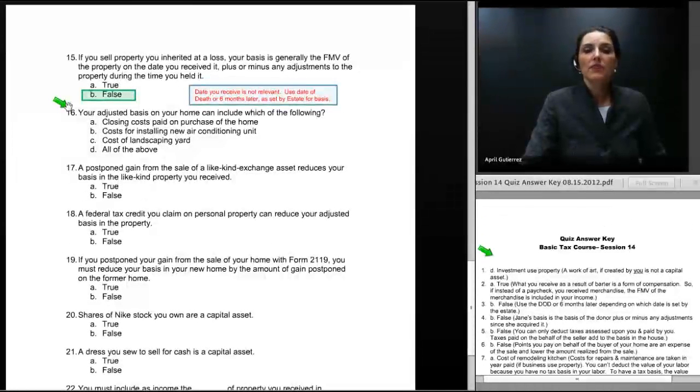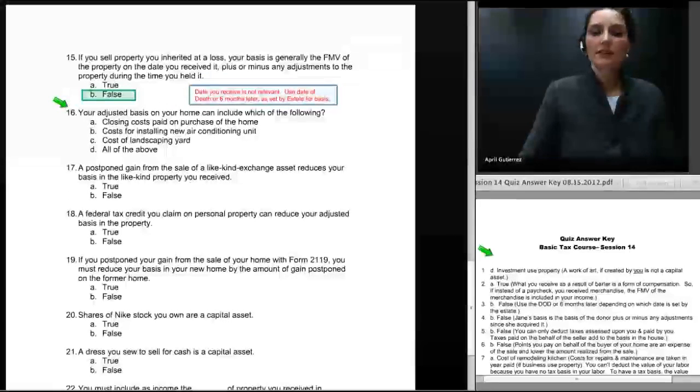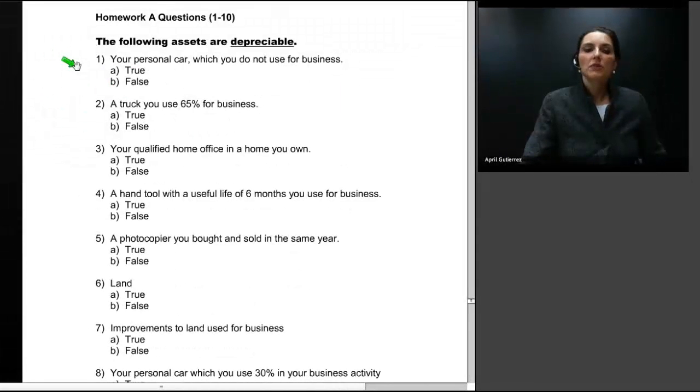It is now time to move on to the Session 15 homework assignment. The Session 15 homework assignment was to establish which of the following assets are depreciable. And we begin with question number 1. Your personal car, which you do not use for business, is that a depreciable item? The answer is no, it is not. That's a false statement. A truck you use 65% for business, is that depreciable? Yes, it is. That is a true statement.